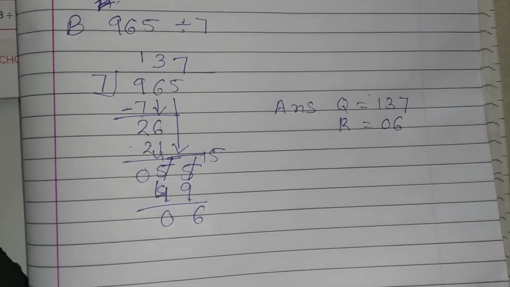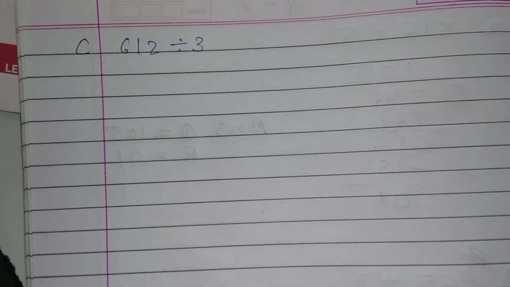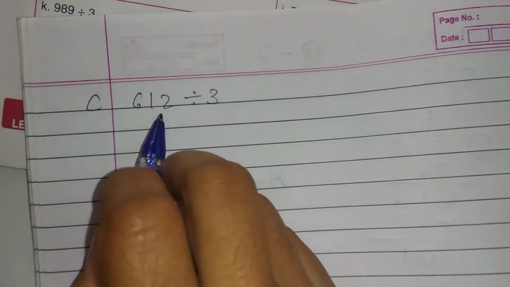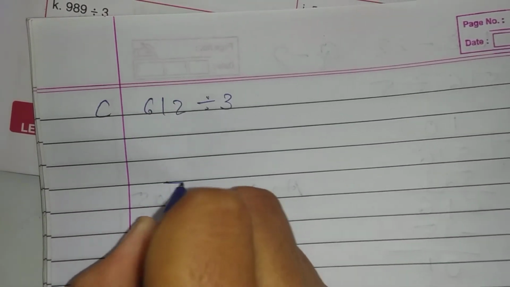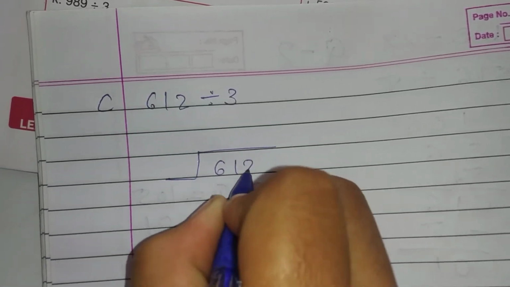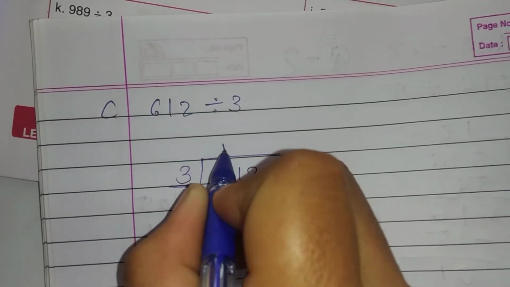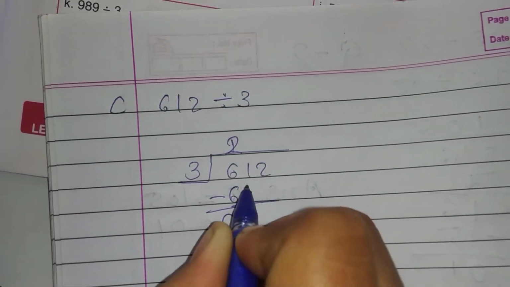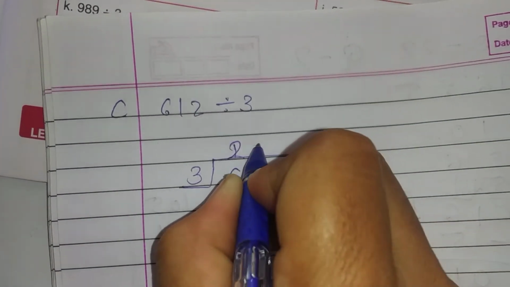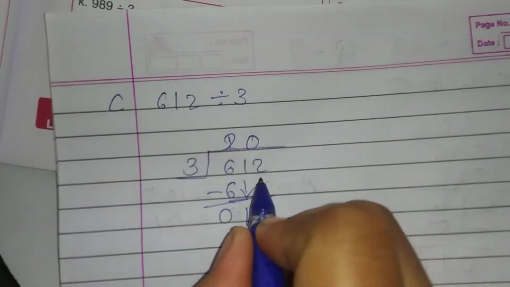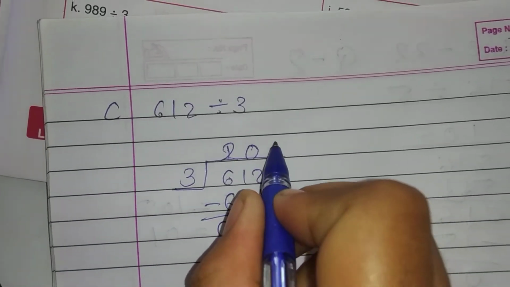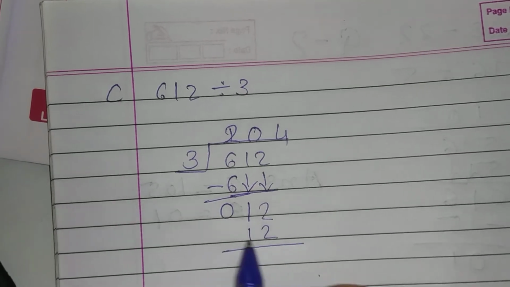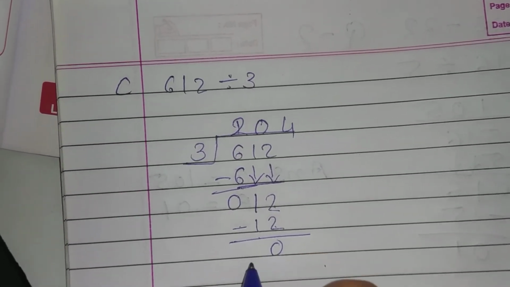Okay students, I hope your work is complete. Now we'll start next sum. Next sum is 612 divided by 3. So in that we have to write 612 divided by 3. 3 ones are 3, 3 twos are 6. 6 minus 6, 0. Bringing down here 1. Division is not possible. Put here 0. Bringing down next number 2. 3 fours are 12. 2 minus 2, 0. 1 minus 1, 0.